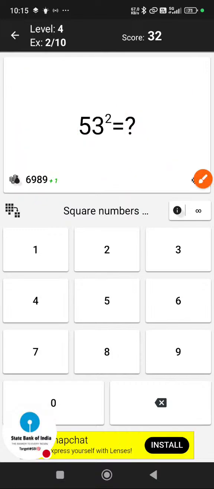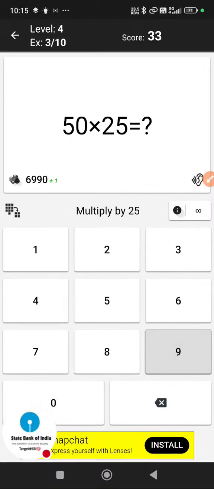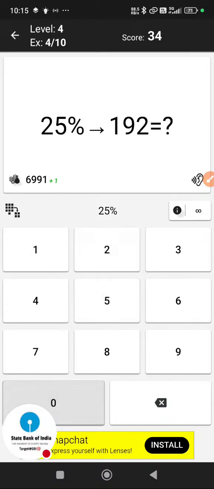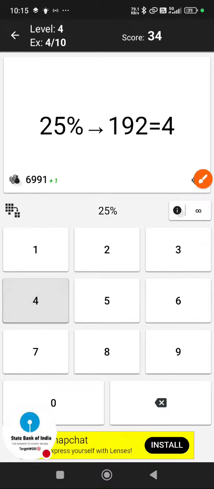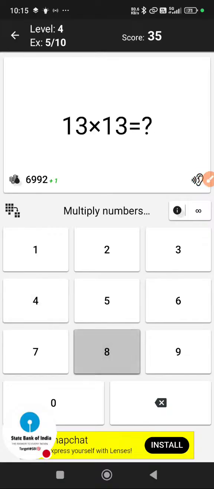53 square, it is 2809, and comment your answers also. 50 into 25, which will be 1250. 25 percentage of 192. 25% means divided by 4. 4 times will be 16, and 8 times will be 32.